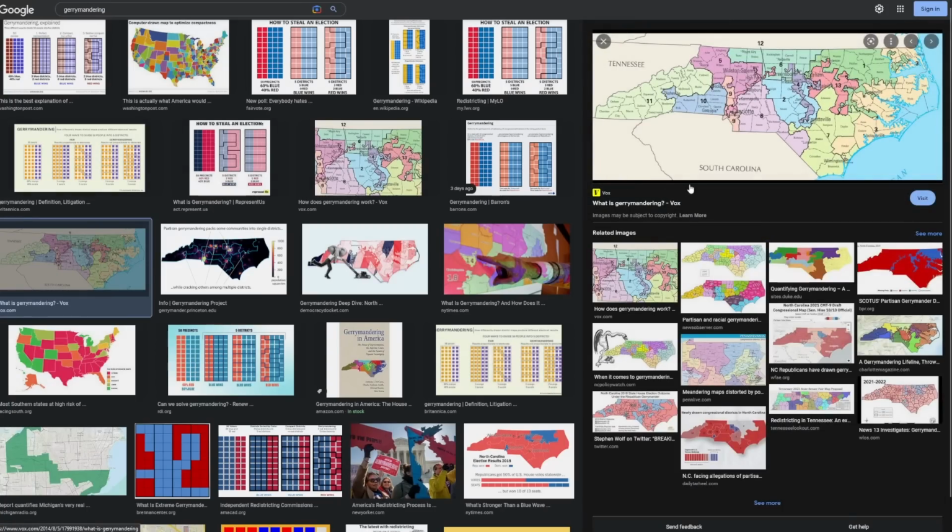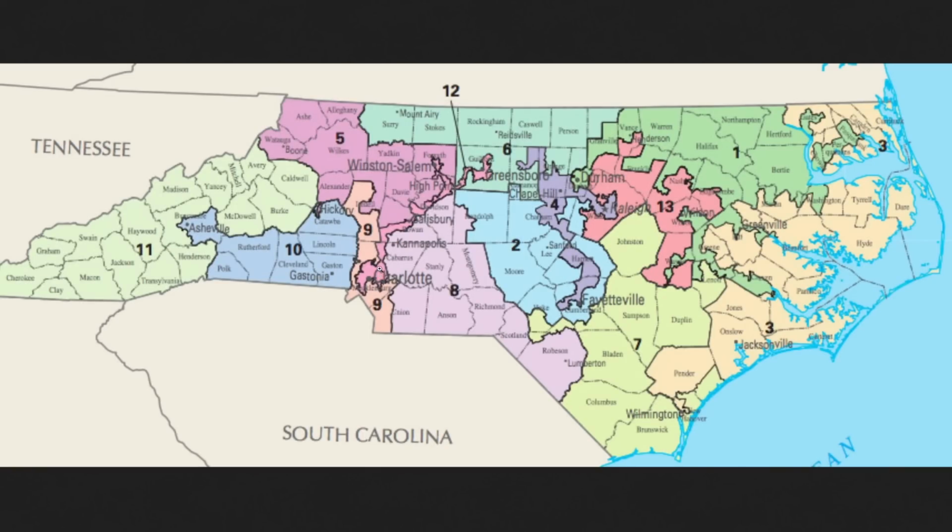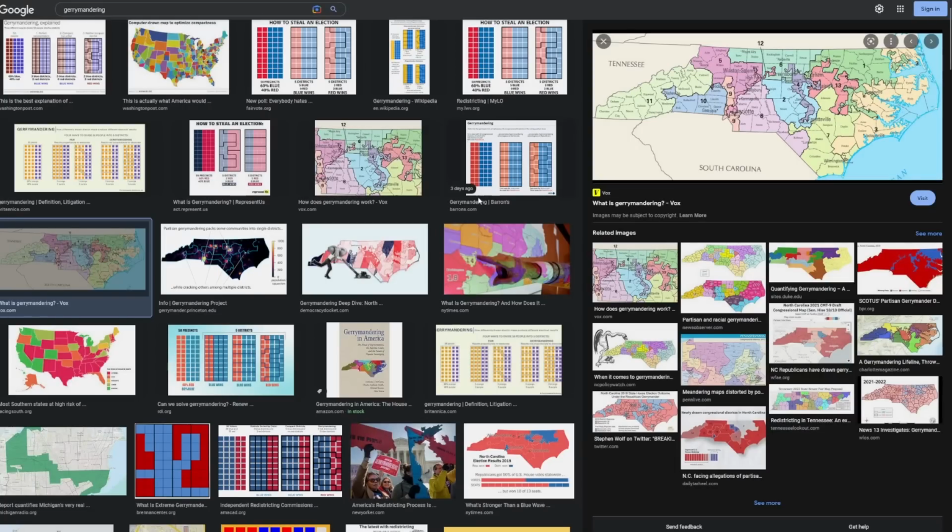Here's North Carolina. You've got this district that goes from Charlotte up to Salisbury, up to Greensboro, through different counties, etc. You've got another one. It looks like Chapel Hill down to Fayetteville and out to Raleigh. These just look like really weird maps.